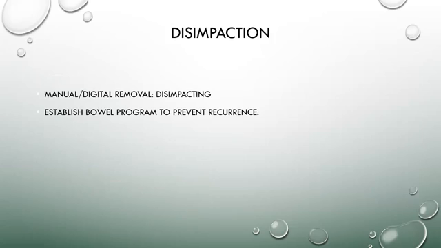So we talked a little bit about that in a couple of slides. I said I'd leave it up to your imagination with this one. So manual or digital removal, or disimpacting. This is unfortunately one of our job duties. And this digital removal is accomplished by breaking up the hardened mass of stool and manually extracting the pieces. So this means your gloved and lubricated finger is in their rectum and you are trying to break up their stool so it will come out. And yes, that is the thing. And we do that.